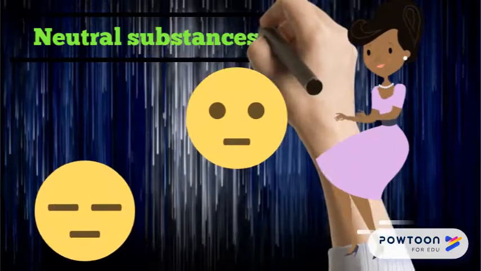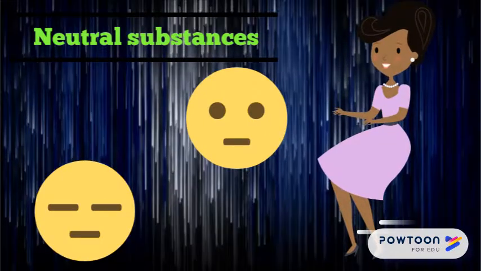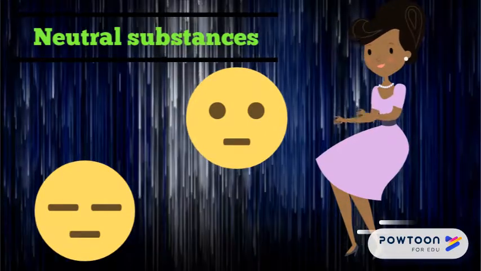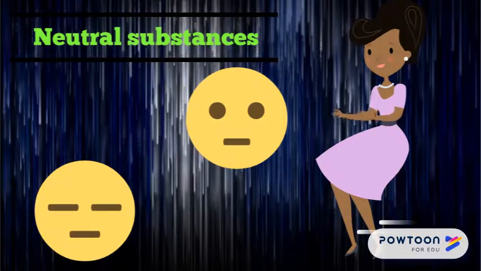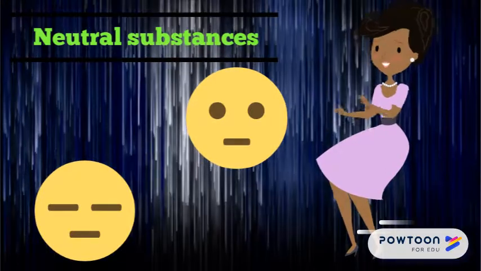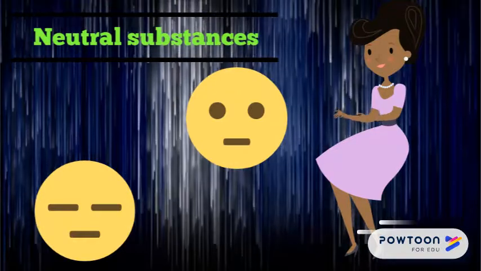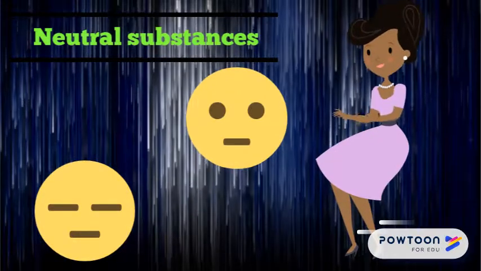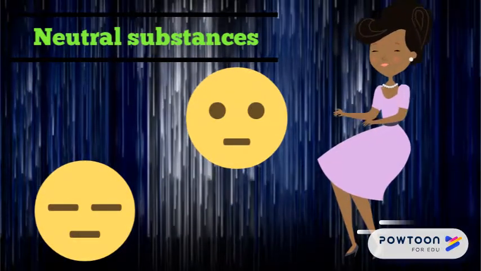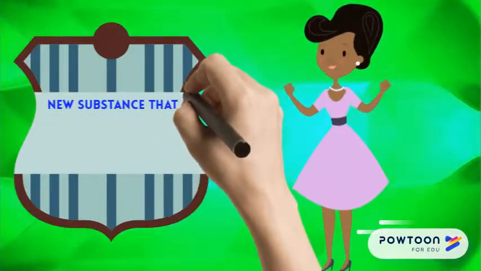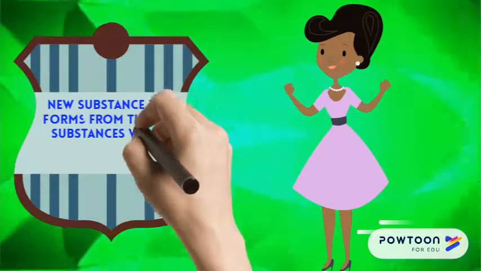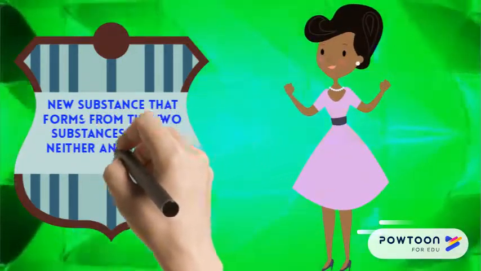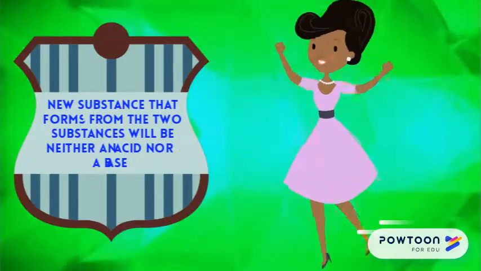Neutral substances. We have learned that when an acid and a base are mixed in the right amounts, they will neutralize each other. That means that together they will change into something that is neither an acid nor a base. So the acid will lose its properties and so will the base. And the new substance that forms from the two substances will be neither an acid nor a base. We call it a neutral substance.